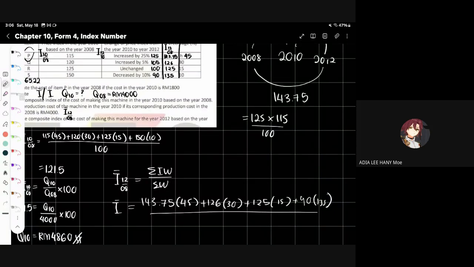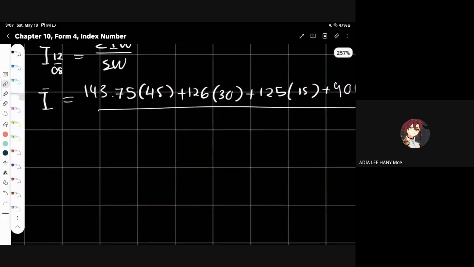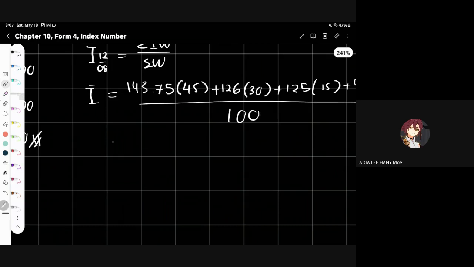143.75 times 45, plus 126 times 30, plus 125 times 15, plus 90 times 135, divided by 100. So the answer divided by 100, the answer will be 142.74. Tada, the answer is that one.